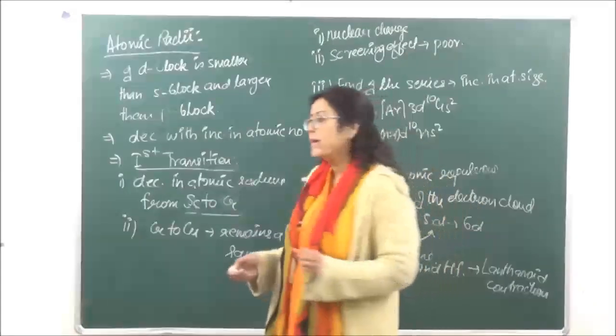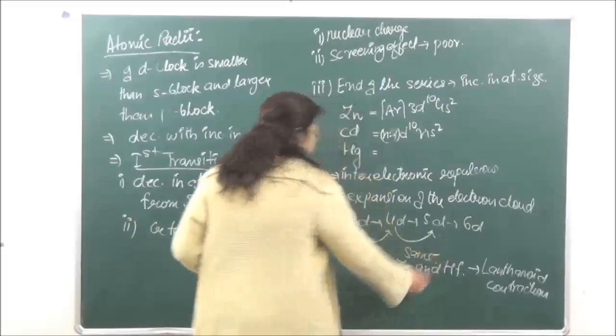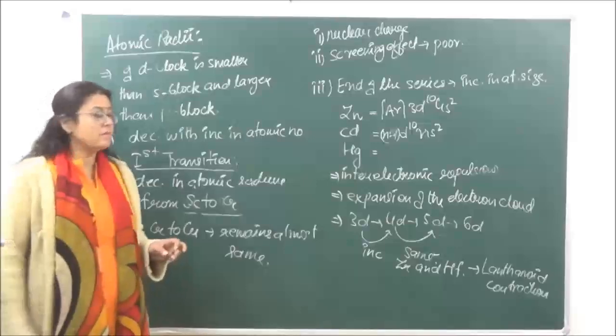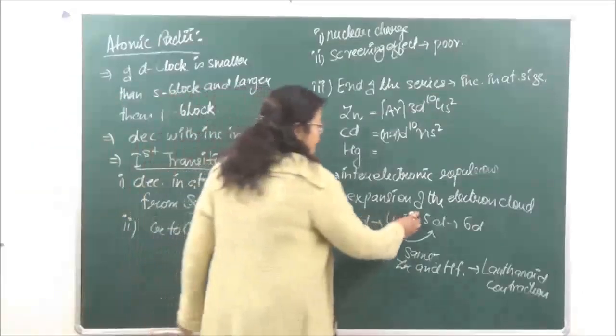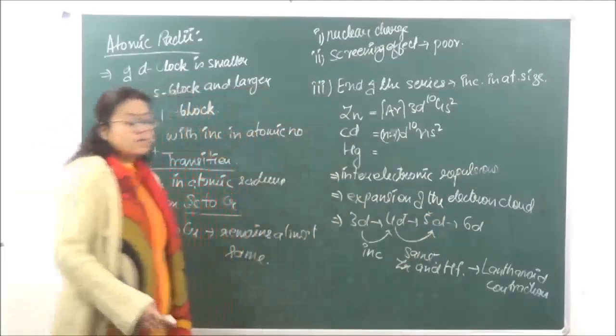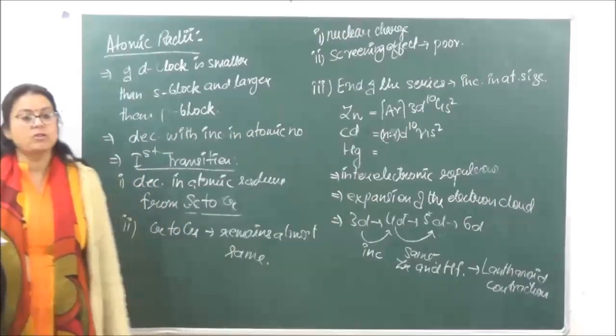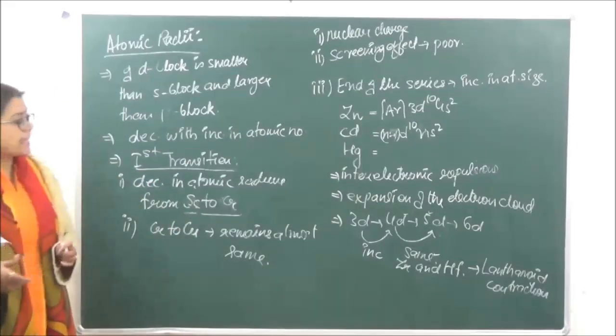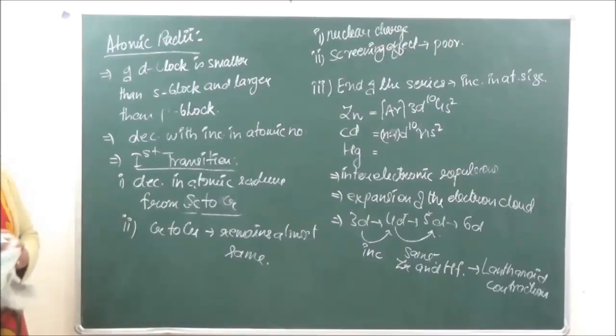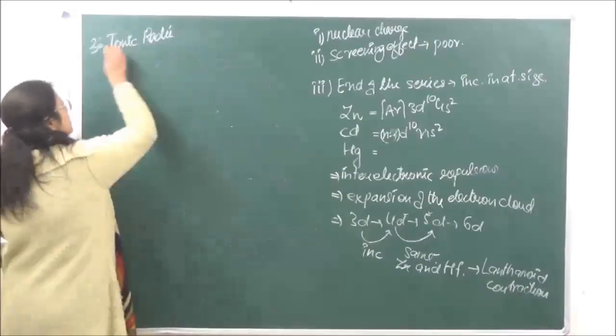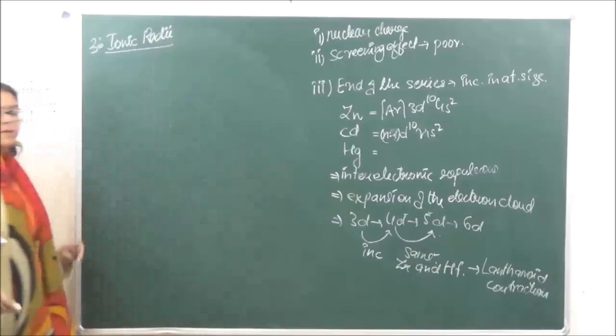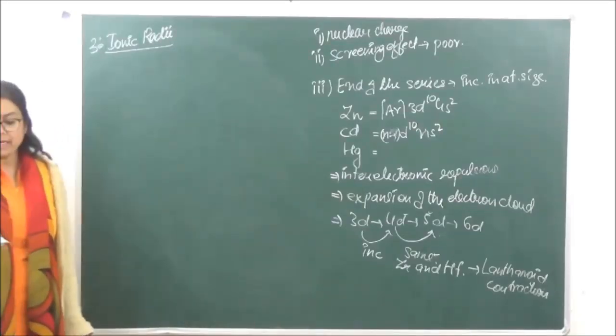ठीक है? So this is one question which comes to you: why zirconium and hafnium have the same sizes, or why 4d and 5d have the same sizes? The reason behind that is lanthanoid contraction. ठीक है? So this was the second property. We go to third property, which is ionic radii.